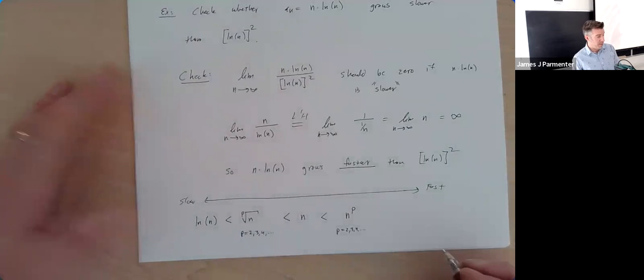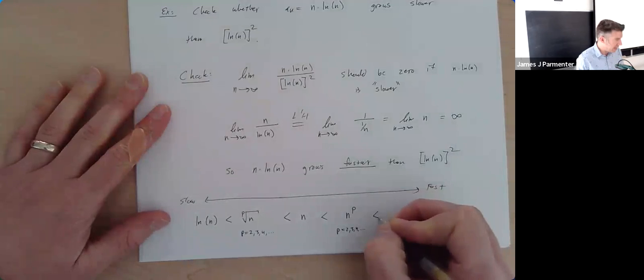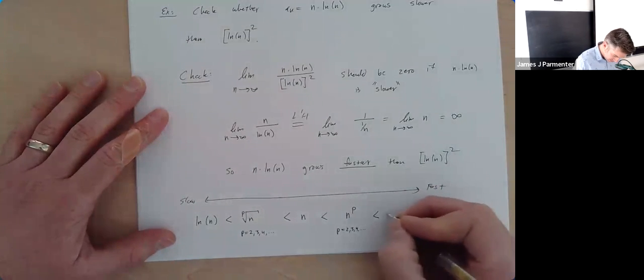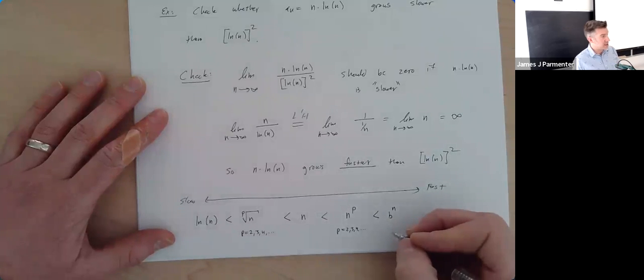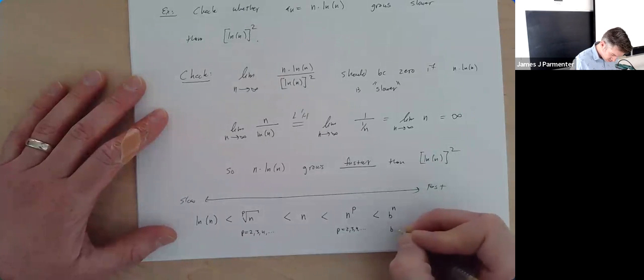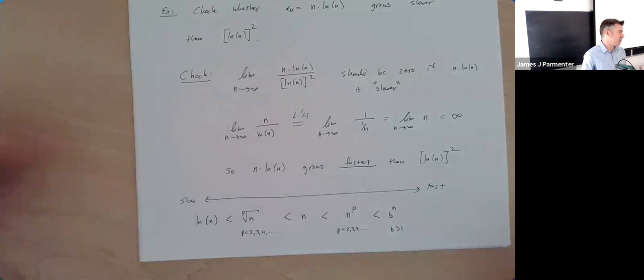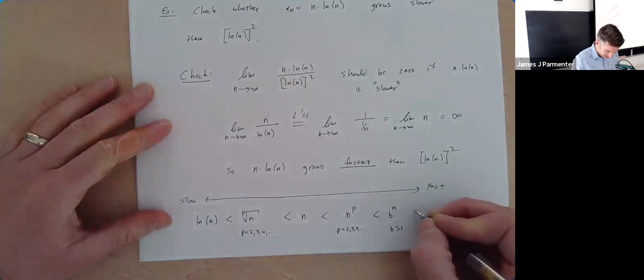And then what outpaces polynomials are exponentials. So like e to the n, 2 to the n. I typically like to write this as b to the n, where b is a base that is greater than 1. Right, because if you had like 1/2 to the n, it would actually end up getting smaller over time as n got bigger. And then after exponentials, what comes after exponentials?